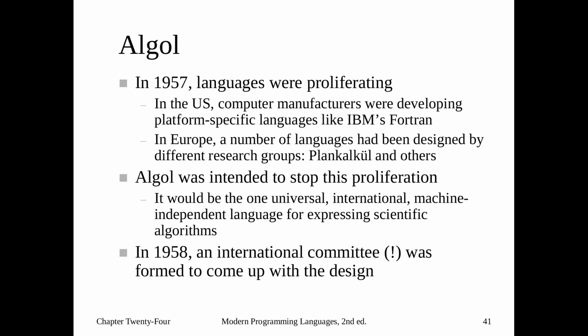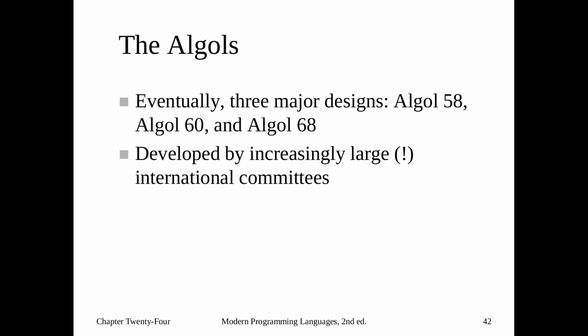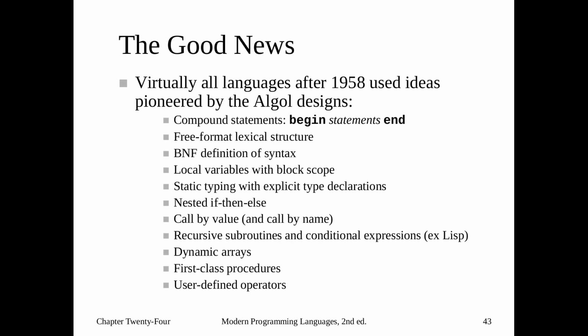So there's this well-known, what we'll call anti-pattern for doing things in computing technology. It's called design by committee. Usually does not work. But that led to the Algols, right? So eventually, with this large international committee, they developed three different languages, Algol 58, 60, and 68. Every time they went to develop these things, there was a larger and larger international committee. It did not really work out well, but there was some good news.